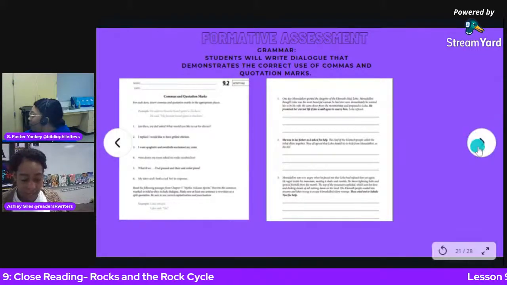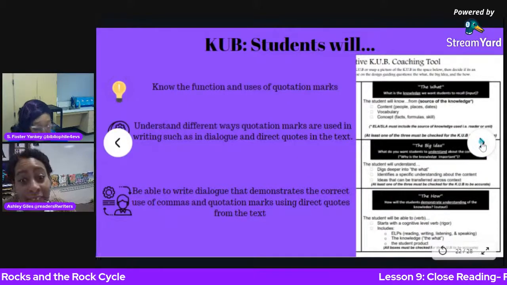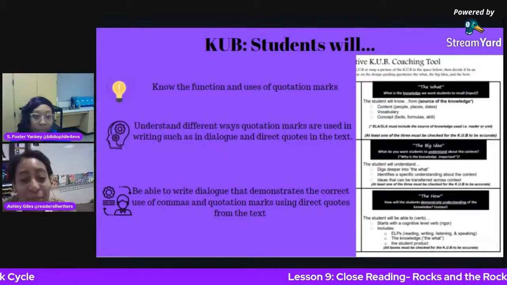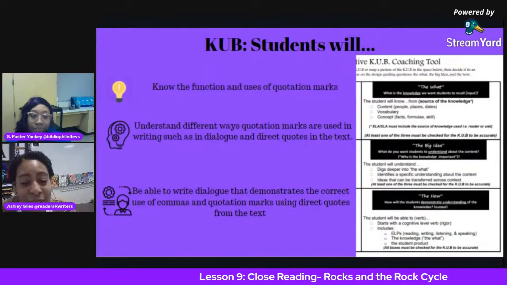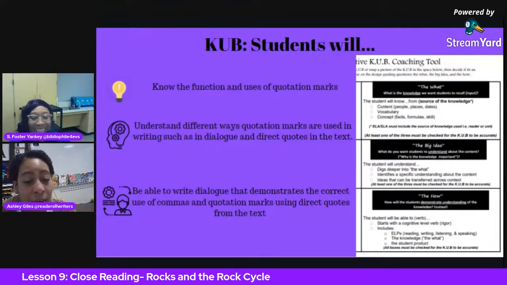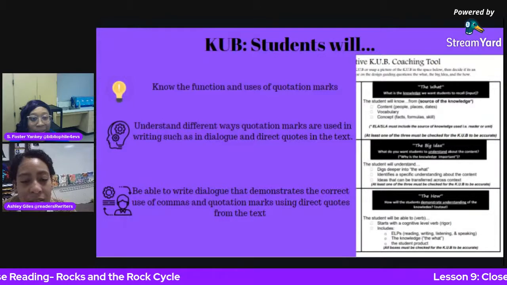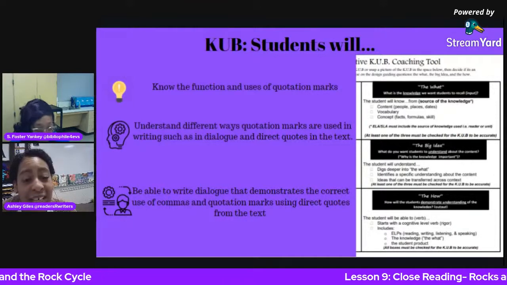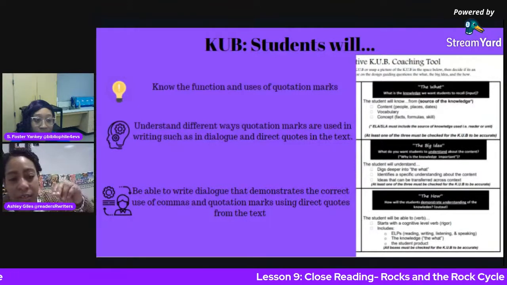So let's look at the club. All right. Okay. The students will know the function and the use of quotation marks. I said function because you need to know that it could be a direct quote. Like, that's that higher level I was thinking about too. They have to know that it could be direct quotes, and it could just be when people are talking. You know what I'm saying?